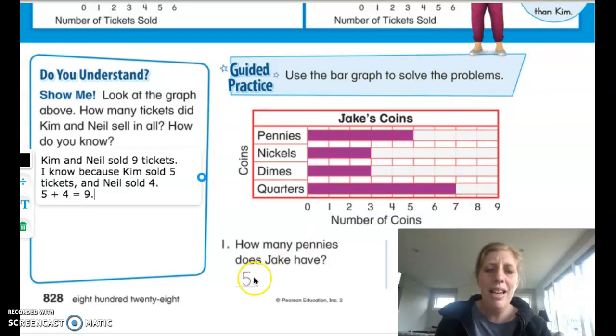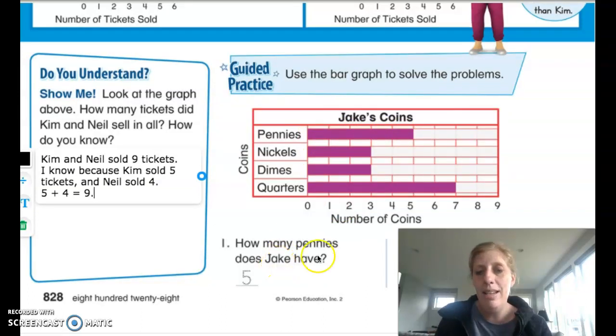How many pennies does Jake have? So we would look at the pennies row and we would go over to here and we could trace the line straight down and go 5. Or this is counting by 1, so you could also go 1, 2, 3, 4, 5. Either way, you get 5 pennies.